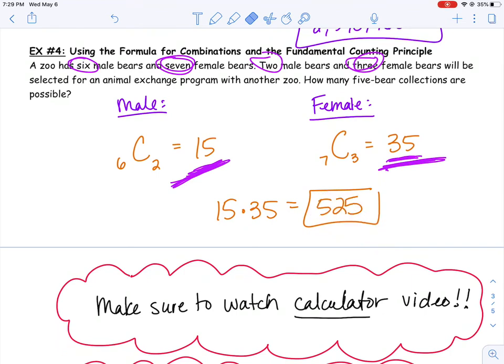And so there are a total of 525 ways that I can pick 2 male bears and 3 female bears to send to the other zoo from the group of bears that I have. Okay, that one's a little bit different because there are 2 different types of categories, so make sure you practice those types in your homework, okay?